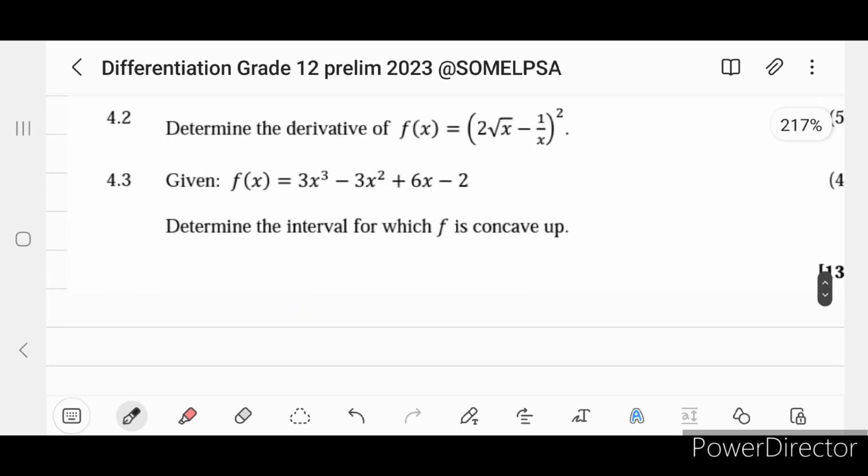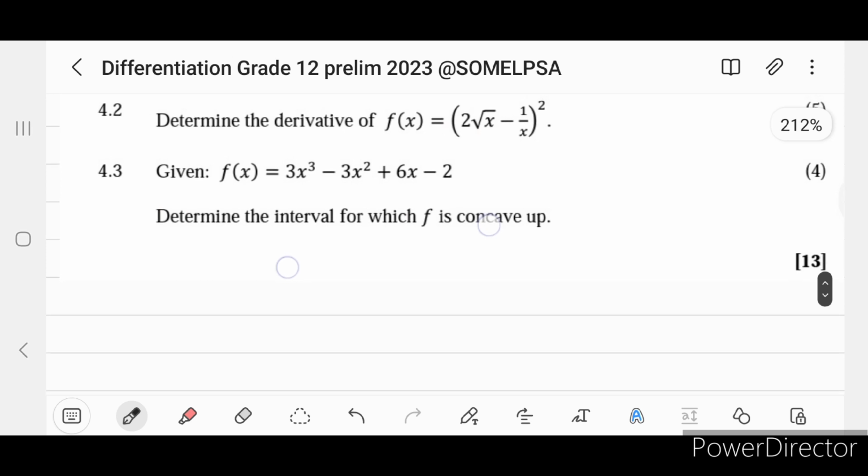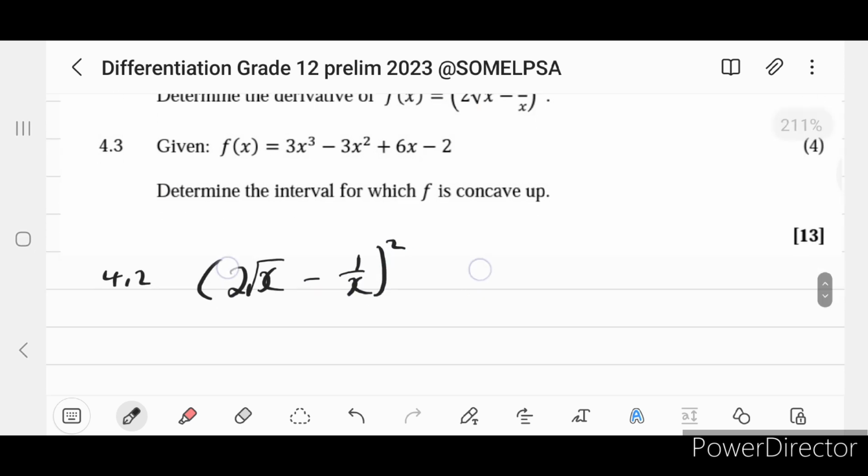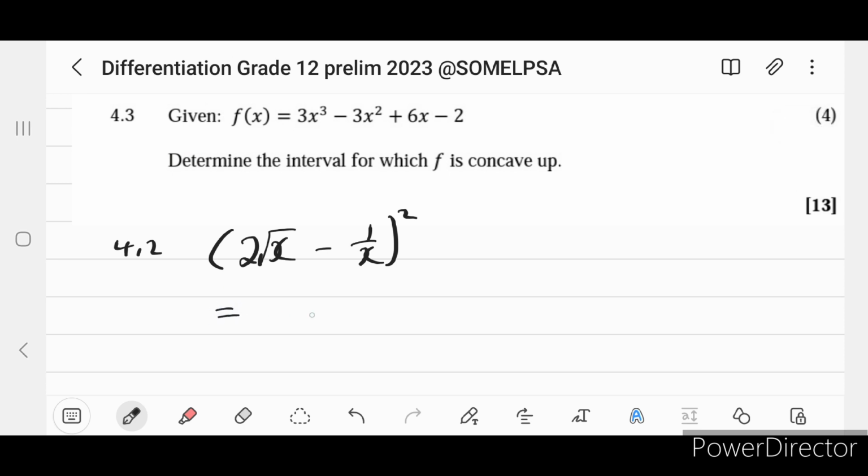The dy dx, guys, determine the derivative of that. So that is 4.2. They want the derivative of 2 square root of x minus 1 over x squared, of which this is the same as 2 square root of x, or maybe we can just remove the square root and say x to the power of 1 over 2 minus 1 over x.